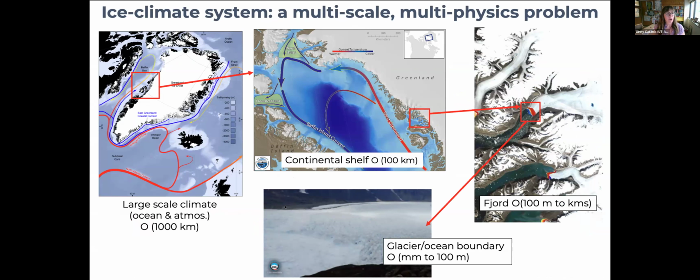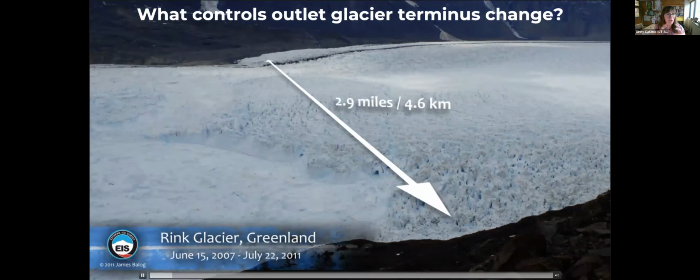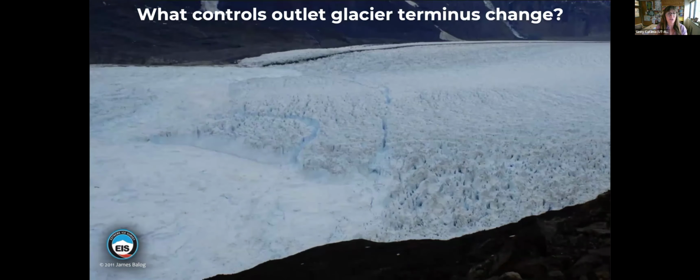How do we integrate processes that we think are important on this scale in global climate models? We have to cross multiple scales and involve multiple different physics in these connections. And I'm going to show you that I think we can use AI for doing that, but it doesn't negate the need for more in situ observations at these boundaries. And so to understand what controls glacier terminus change is a really challenging problem that many of us in the field are trying to address.